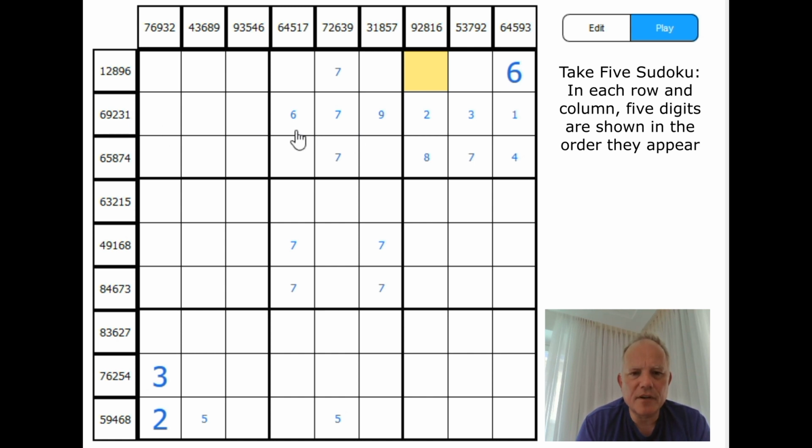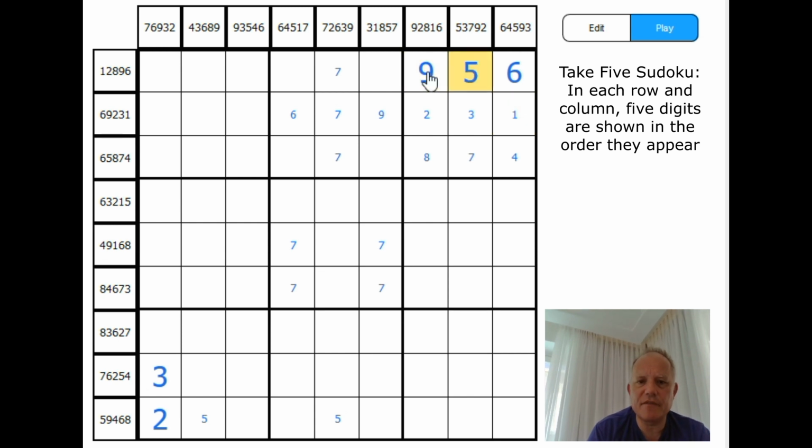Maybe I can prove that it couldn't be 69231. If that had to be 231, that would have to be 956 at the top. Well, this would have to be 874 in that order as well. That's interesting. So whether this is 874 or 231, because of these clues, we'd have to have 9 and 5 here. So these are, in fact, whichever of those is true. My God, that's weird.